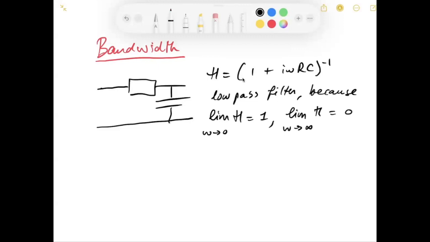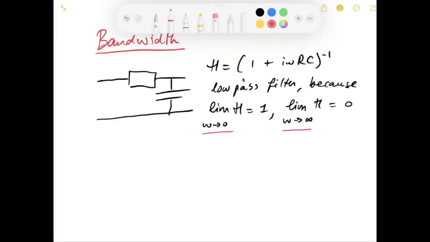But this is not really a very realistic way of describing limits, right? Because the 0 frequency, what does that mean? So it's a frequency that's much, much lower than the characteristic frequency, which determines when this filter goes from passing to blocking. Okay, so let's be a little bit more accurate.